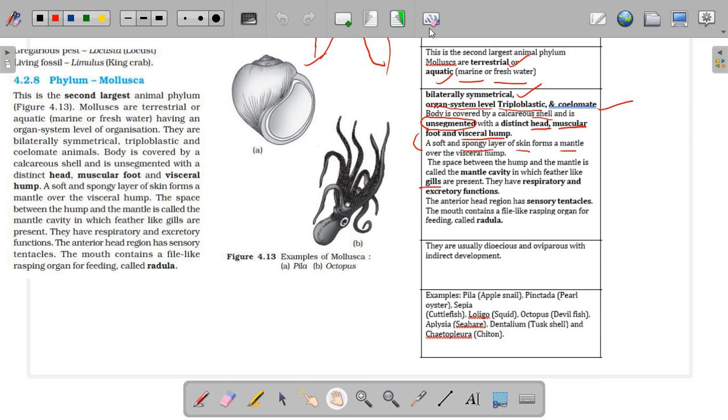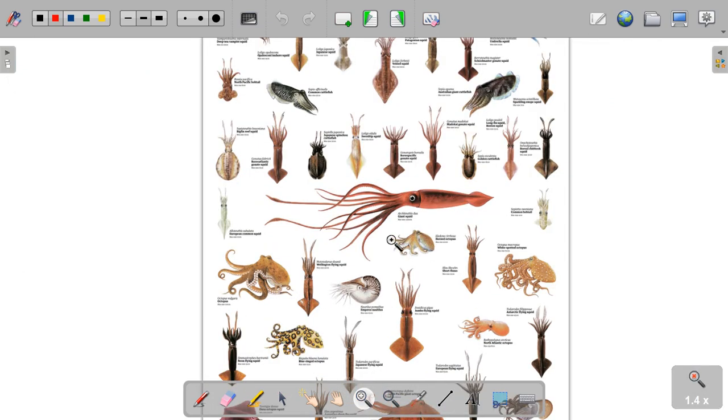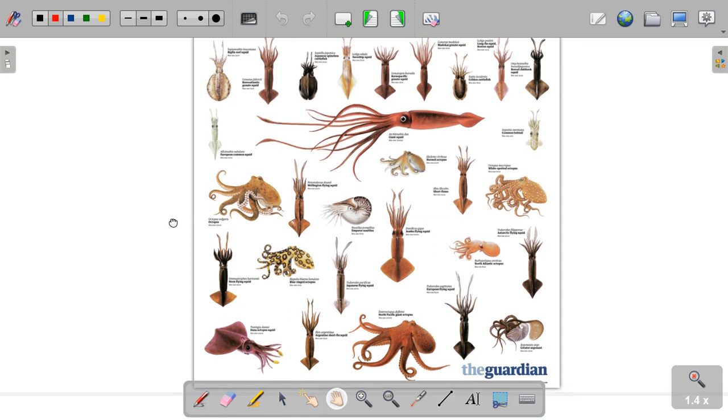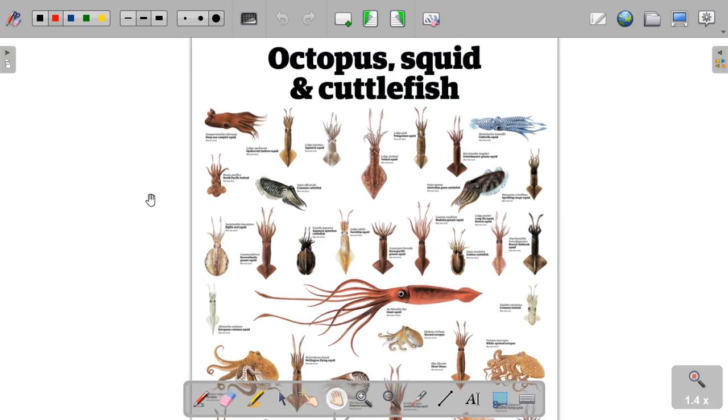All of them belong to the phylum Mollusca. You can see right over here, there is a variety of organisms belonging to it. You can see the squid here, giant squid. All of them are squids, and you can see there are octopus here. They do have camouflage. They can change their colors. See, all of them are different varieties of squid and even cuttlefish, and some of them are octopus.